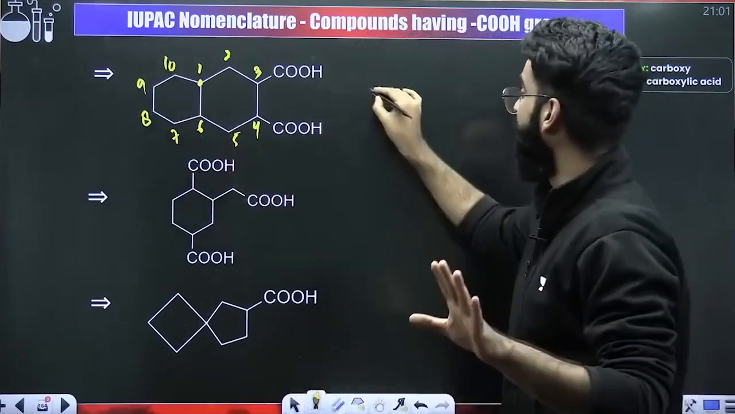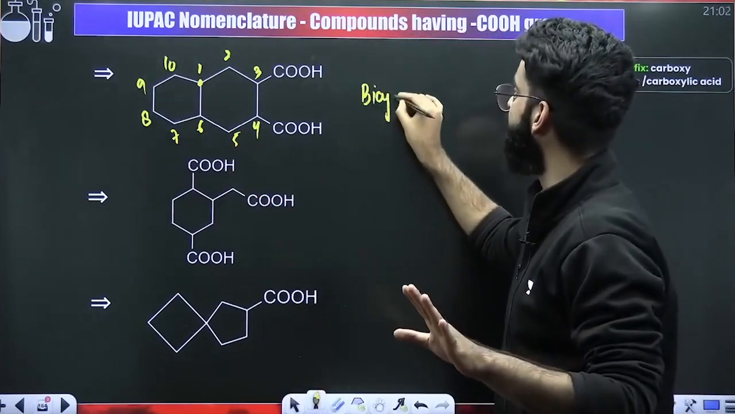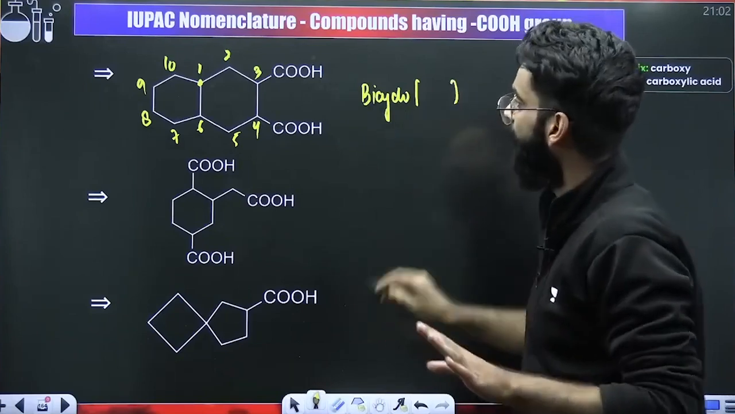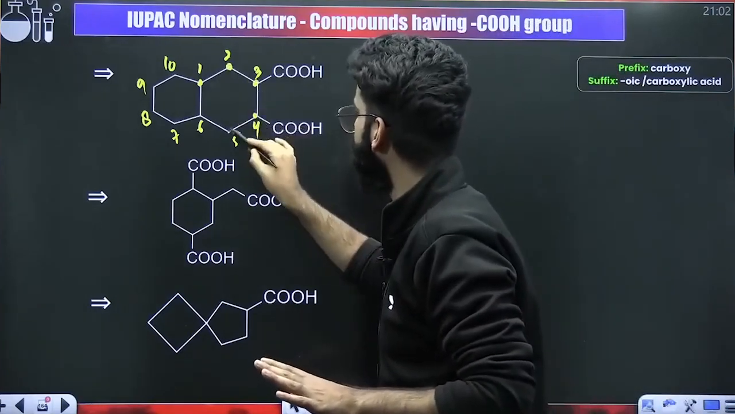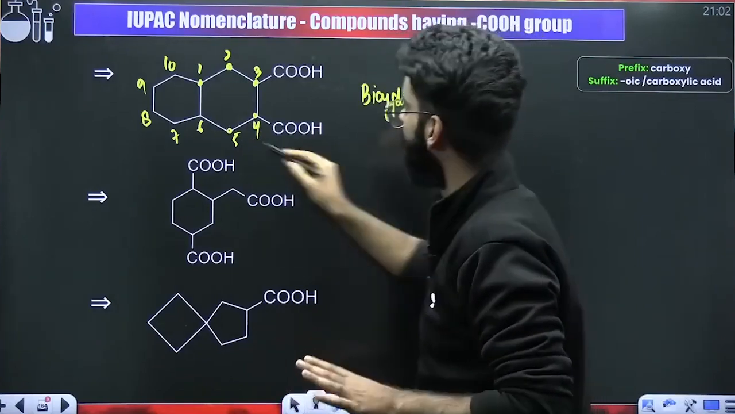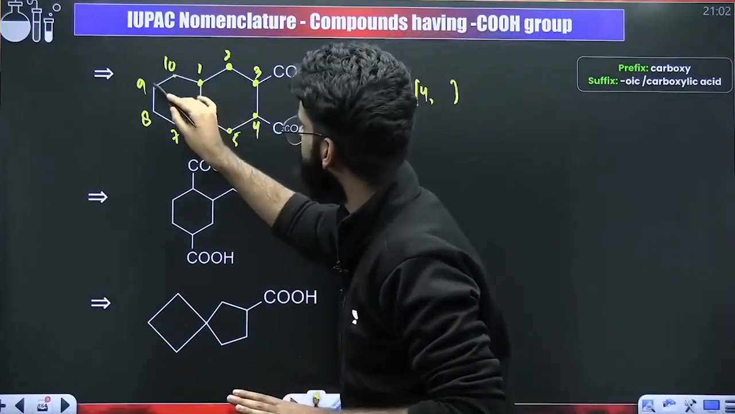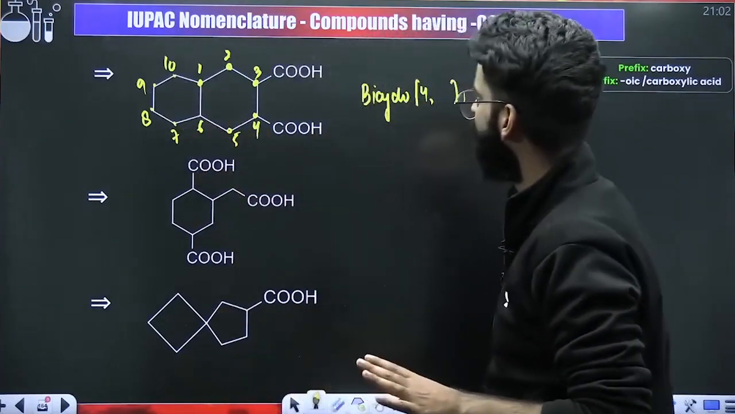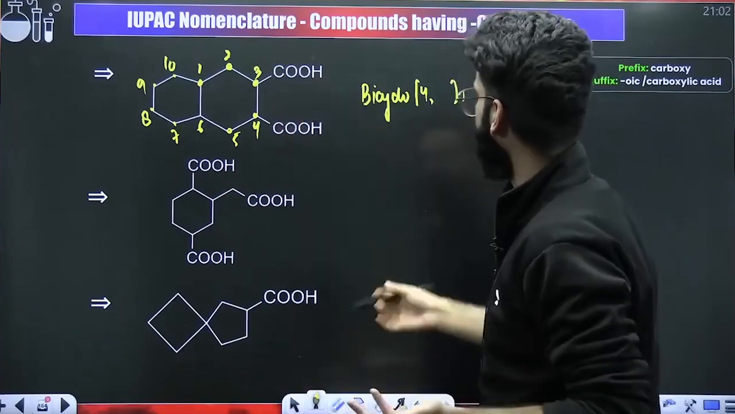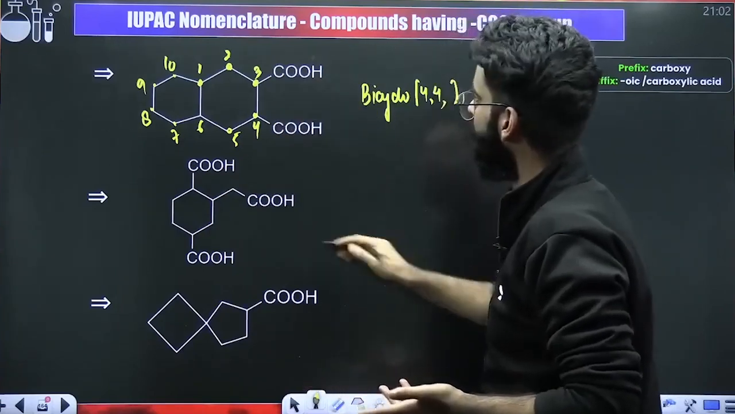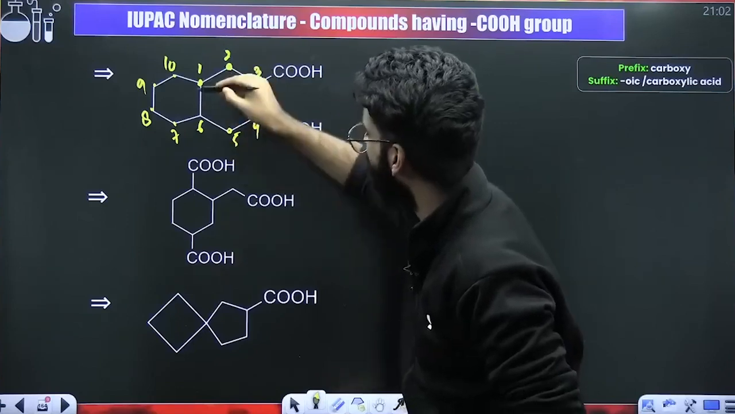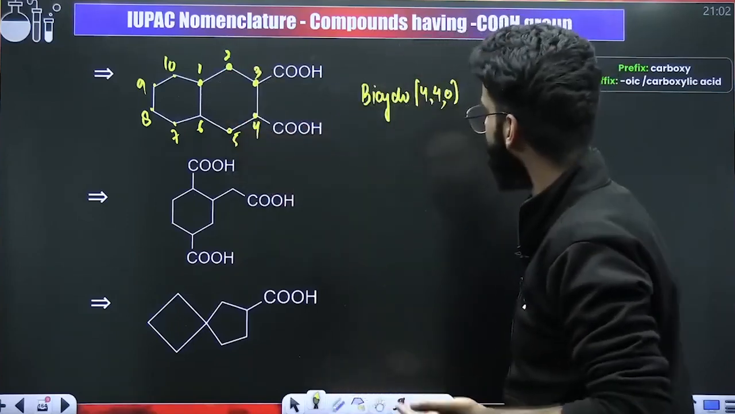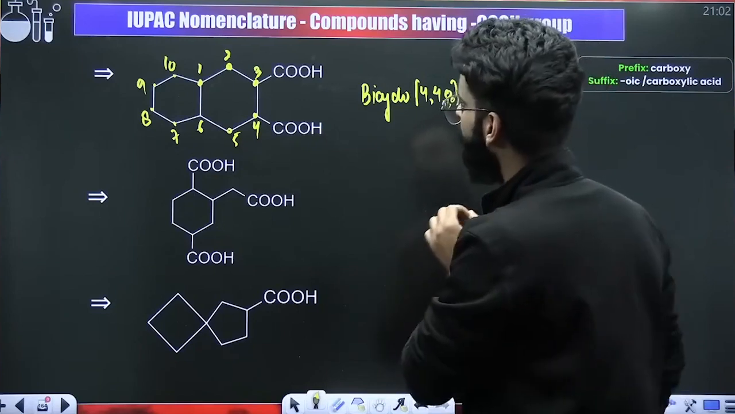Perfect. So it is a bicyclo compound. I'll use the term bicyclo first. Now, this is the bigger size ring containing 1, 2, 3 and 4 carbons. So 4, comma. Smaller size ring 1, 2, 3, 4. Anyways, they are of equal size. So 4, 4, comma. In between the shortest path, there is no carbon. So 4, 4, 0. So bicyclo 4, 4, 0.